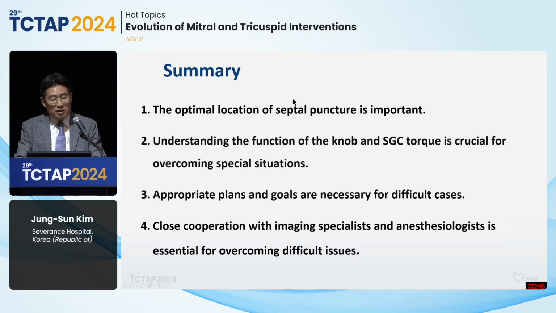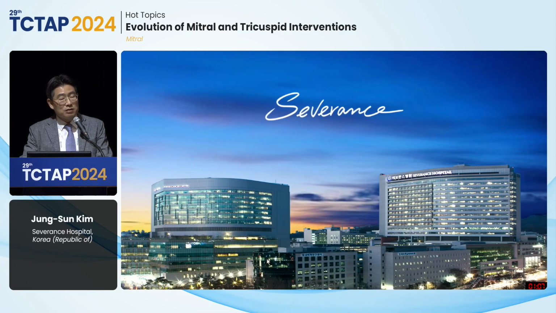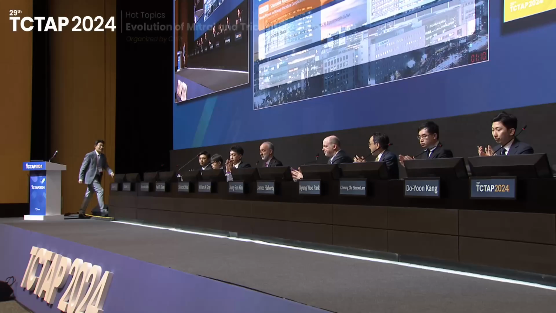In summary of my presentation, the optimal location of the septal puncture is very important. Understanding the function of the knob and SG torque is crucial for overcoming special situations. Approach plans and goals are necessary for difficult cases. Finally, we should keep in mind that close cooperation with imaging specialists and anesthesiologists is essential for overcoming difficult cases. Thank you for your attention.